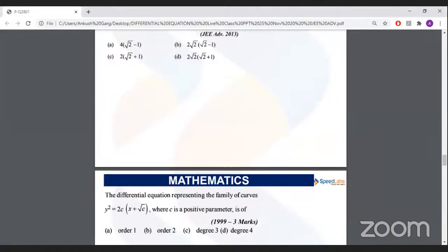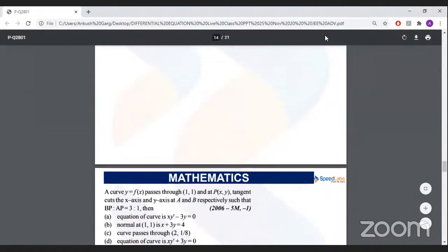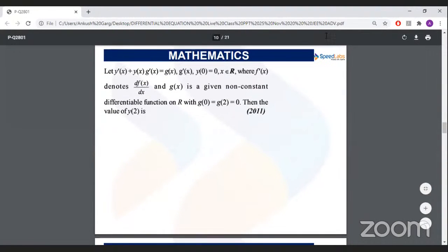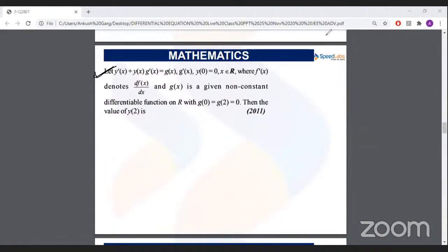Okay, so I think we have time. We can solve one more question over here. This is very easy. Okay, let's solve this question which we have skipped. Yeah, integer type. So try to solve this question basically.